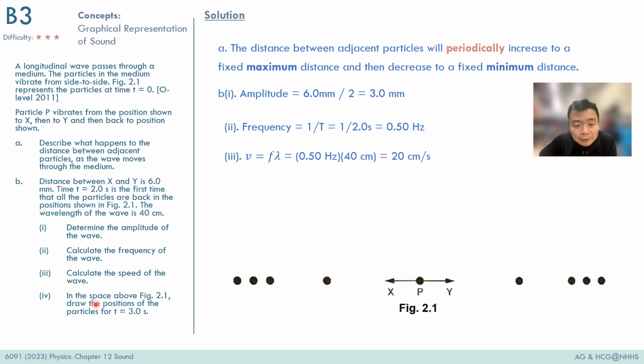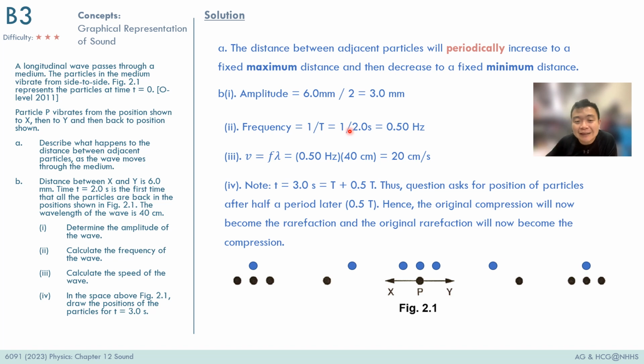Now, you are supposed to draw the position of all these particles at 3 seconds. We know that the period is 2 seconds. So how do we relate 3 seconds and 2 seconds? This is the way. 3 seconds is simply 2 seconds plus 1 second. 3 equals 2 plus 1. Simple math. So 2 seconds is the period. 1 second is half the period.